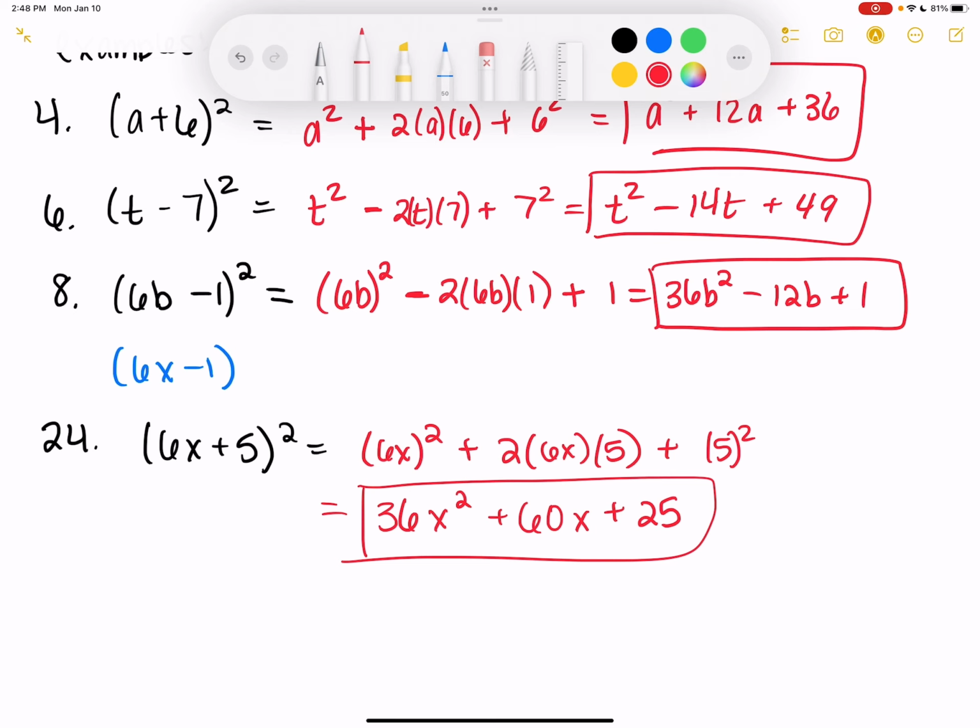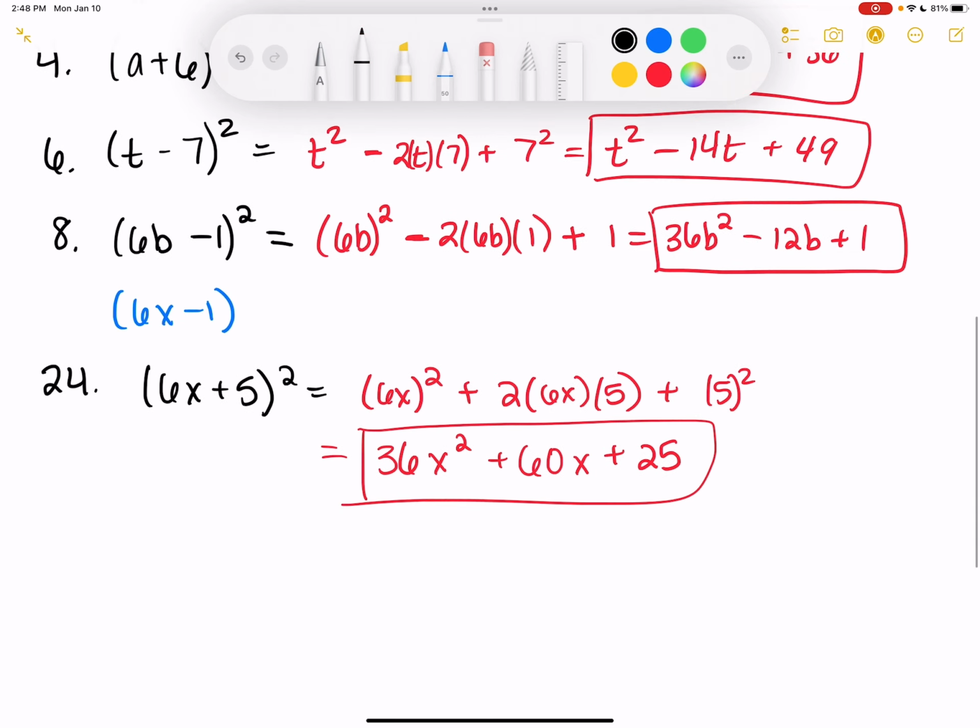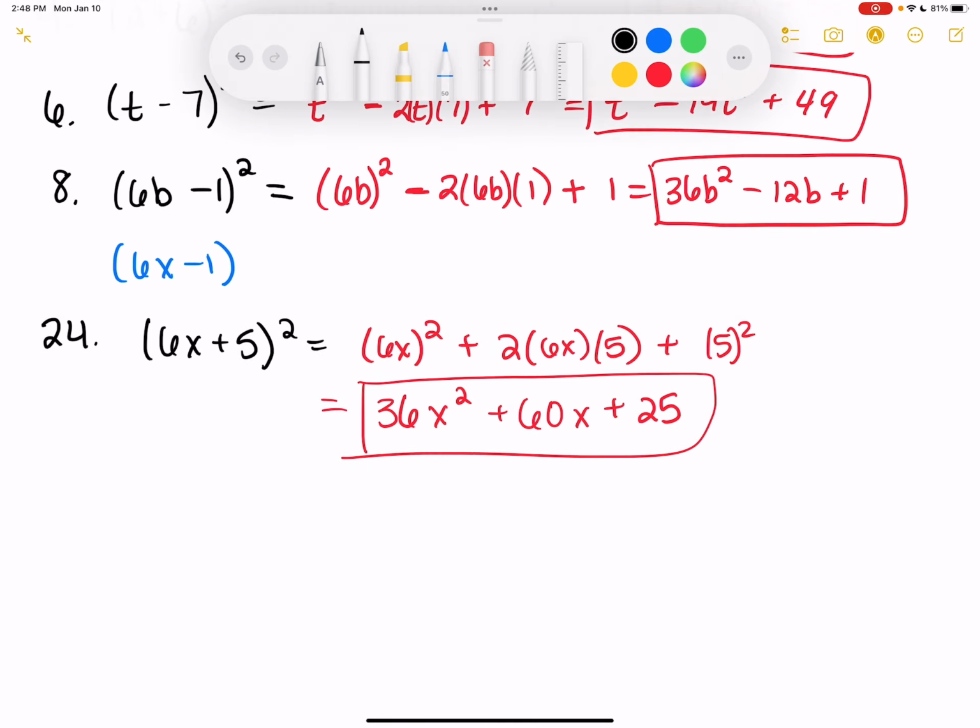That was an accident. Alright, I'm going to do one more that has 2 letters in it just so that you see it, in case it comes up. Negative x minus 2y, squared.